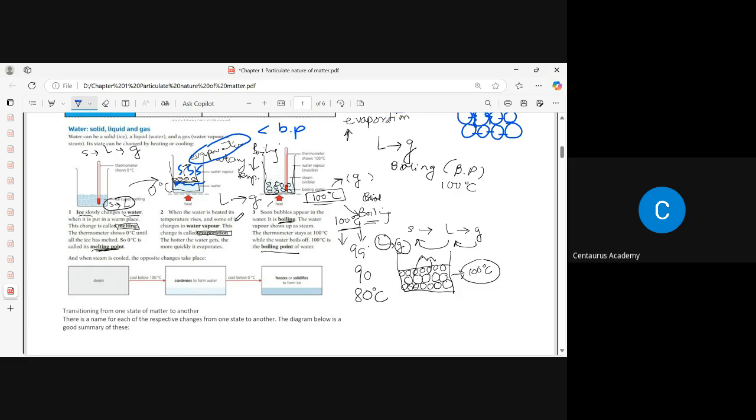Okay, why am I emphasizing on this purity and impurity? Because I will give you another concept afterwards. Okay, is this point clear so far? Yes.